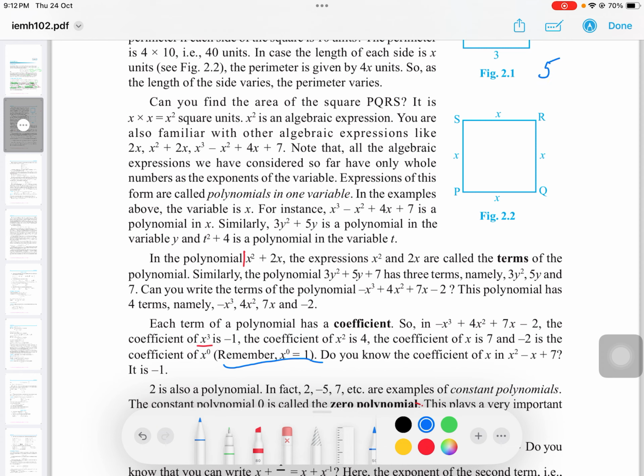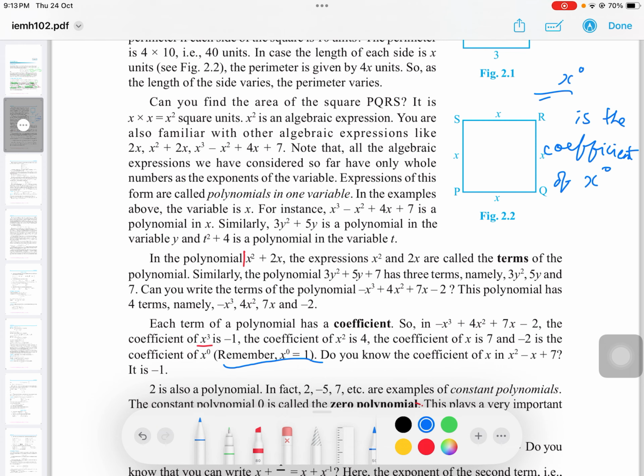Now let's take another example. Let's take 5. So 5 is the variable of, sorry, 5 is the coefficient of, come on, try to answer that. 5 is the coefficient of x power 0. Okay, 5 is the coefficient of x power 0.